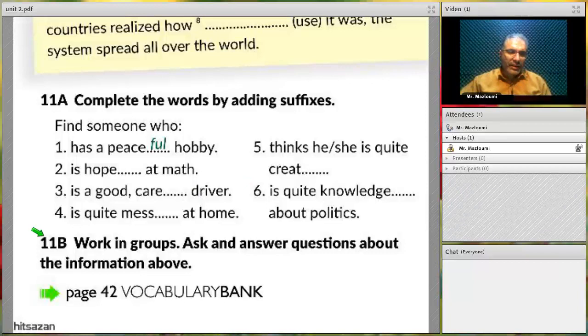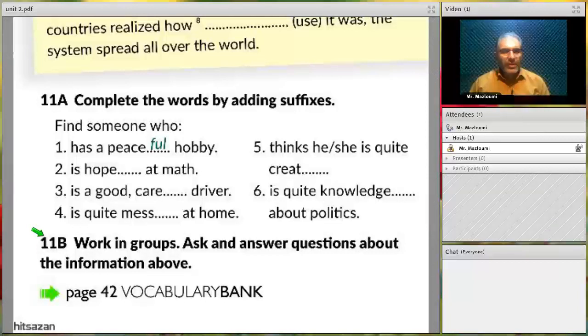Well, exercise 11B. Working in groups, ask and answer questions about the information. So, find someone who has a peaceful hobby. I've got a friend who's into horse riding, so it can be a peaceful hobby. Find someone who is hopeless at math. Unfortunately, nowadays, most of the students are hopeless at math. It is too difficult for them. They can't make heads or tails of it. It is difficult to understand.